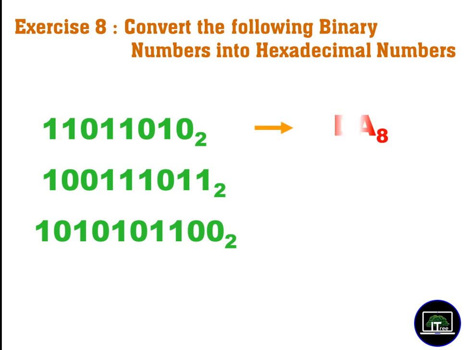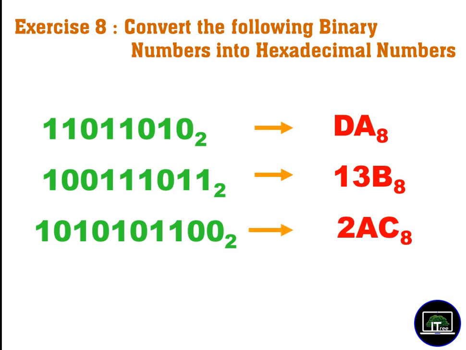Okay, now, 110 becomes DA. 1, 2 zeros, 3 ones, 0, 1, 1 will make 13B in hexadecimal. Yeah, it should be hexadecimal. It is not base 8, it should be hexadecimal. It's a simple mistake. You have to make it 16. The base is 16. Okay, last one, 2AC, it should be base 16. It's a simple mistake here. You know that it should be 16, not 8.